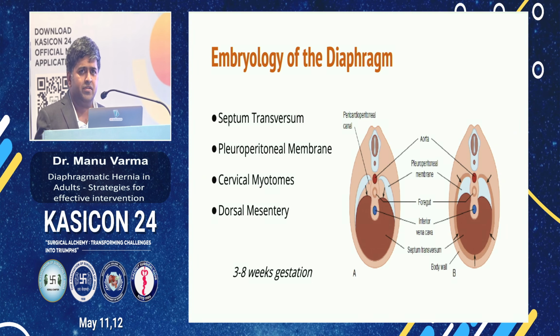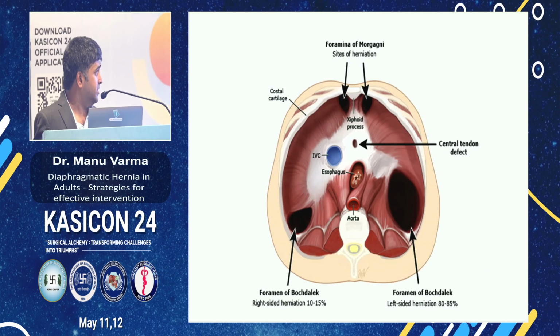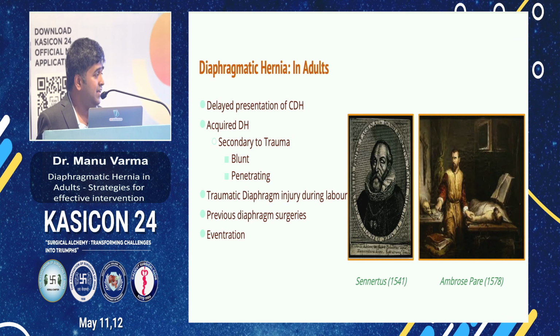Okay, a few pointers on the embryology. We all know it develops from the septum transversum, and it is the persistence of the pleuroperitoneal membrane which leads to a diaphragmatic hernia. And of course, the muscular component of the diaphragm also takes part from the cervical myotomes and the dorsal mesentery of the esophagus, and this development takes place by around 3 to 8 weeks of gestation. So this is a resultant image of a diaphragmatic hernia, the posterolateral one, or otherwise in adult practice we call them Bochdalek. It can happen on either side, right or left, more commonly on the left side. And we have the anterior herniation, or the foramen of Morgagni hernias, or the Larrey hernias on the left side.